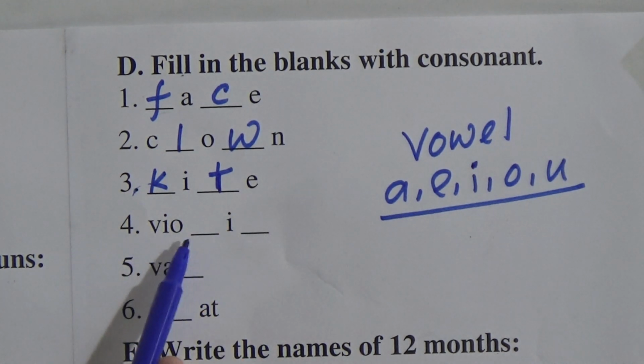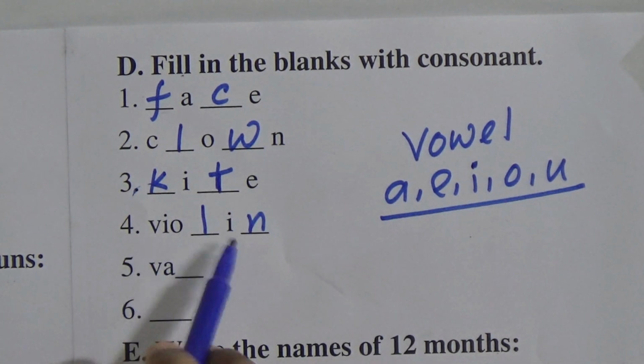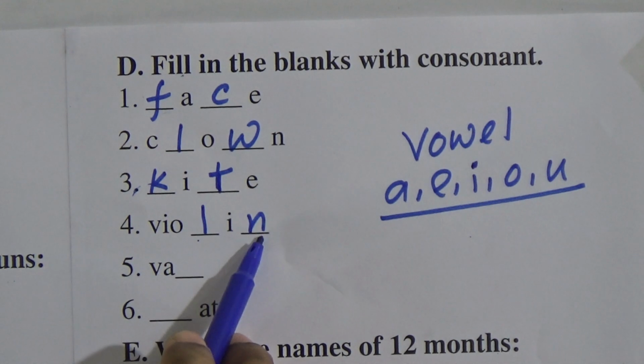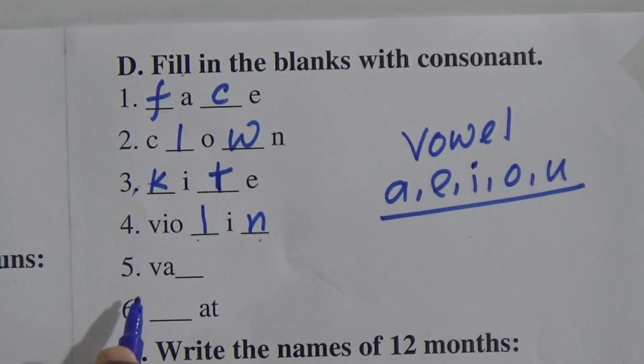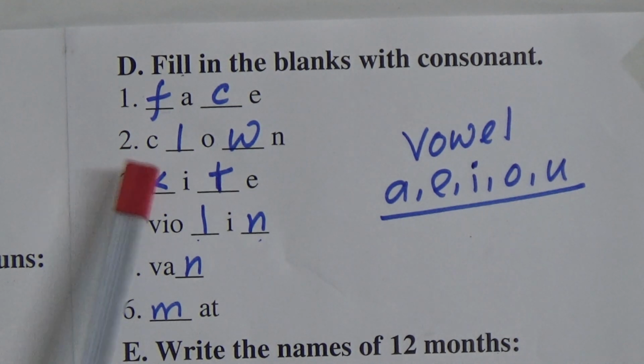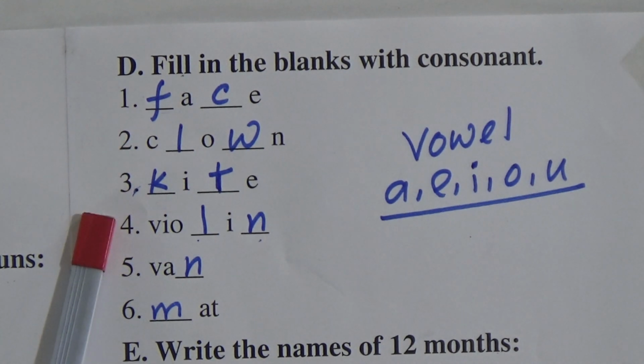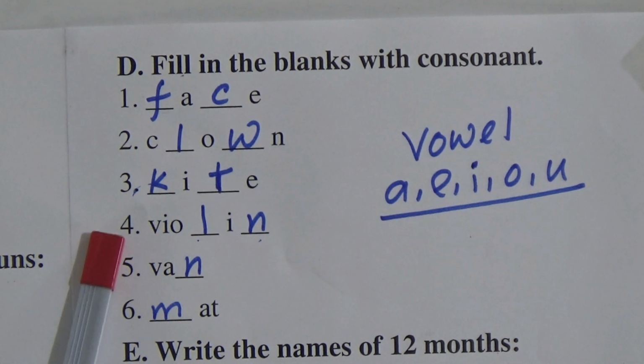Number 4, VIOL dash IN. If I write VIOLIN, violin is a word, and L and N are consonants. Number 5, VA dash. If I write N, VAN, van. N is a consonant. Number 6, dash AT. If I write MAT, mat is correct. If you write cat, this is also correct. So I have written number 1, face; 2, clown; 3, kite; 4, violin; 5, van; 6, mat.